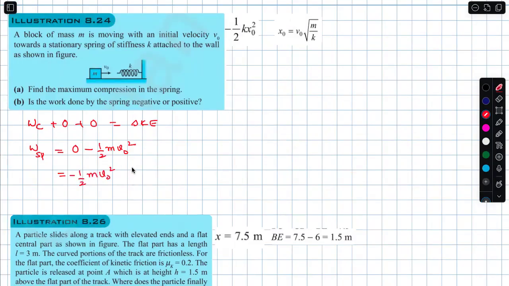If the maximum compression is x max, then half k x max square equals half m v naught square. You can write x max in this case as root m by k times v naught. That is the maximum compression in this spring. Now, what is the work done by the spring? It does negative work here.